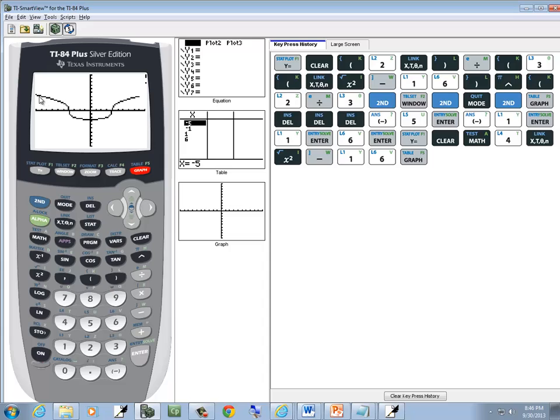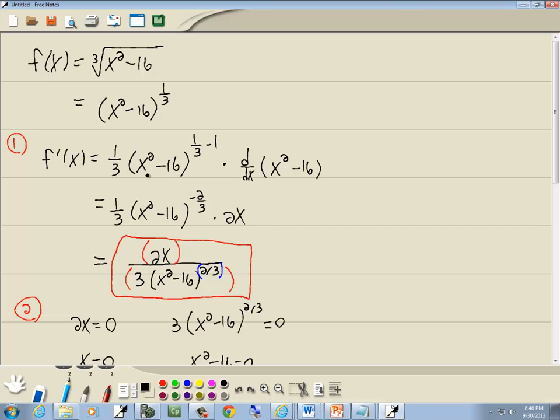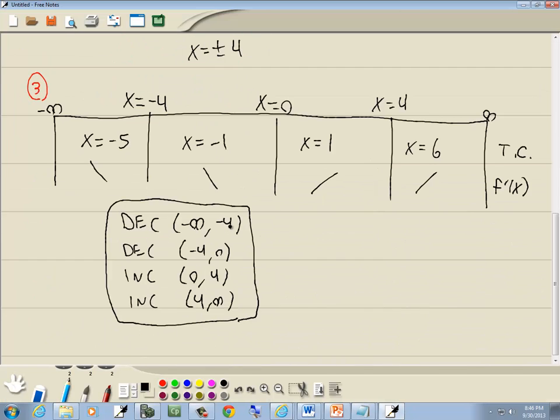Sure enough, decreasing to negative 4, then decreasing to 0, and then it's increasing to 4, and then it's increasing some more on up. So that is correct. Those are our answers.